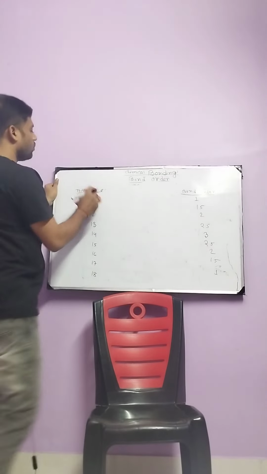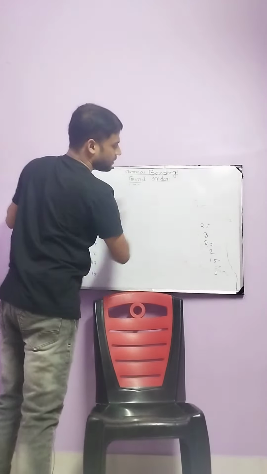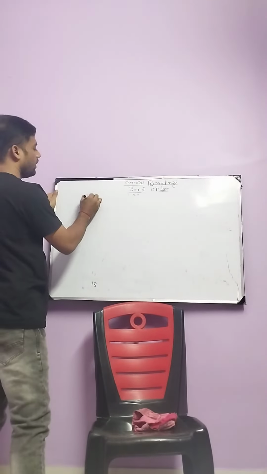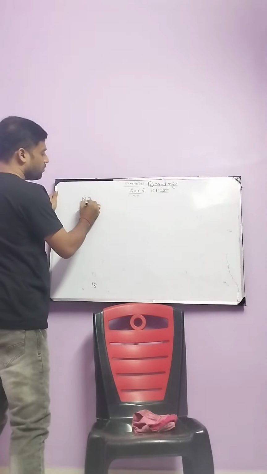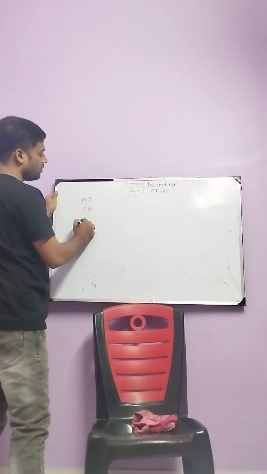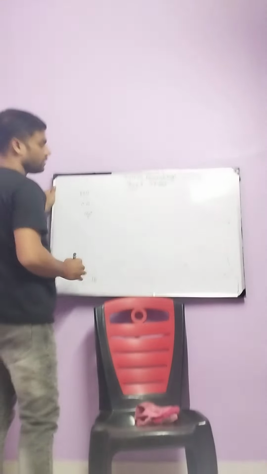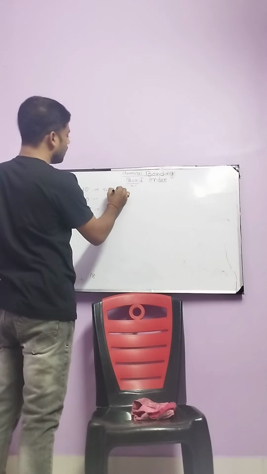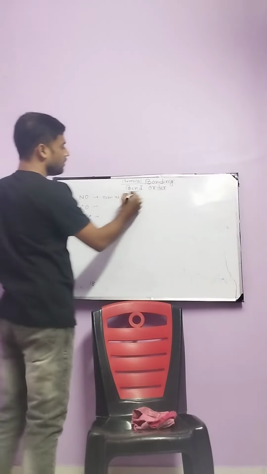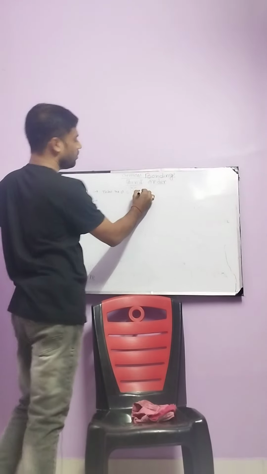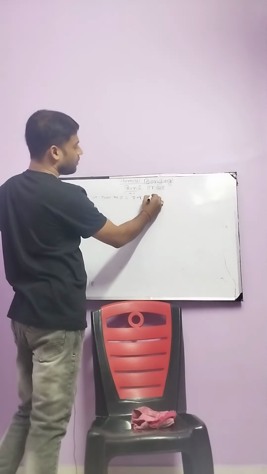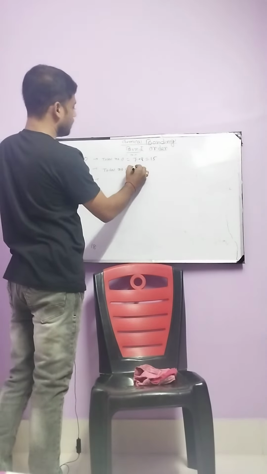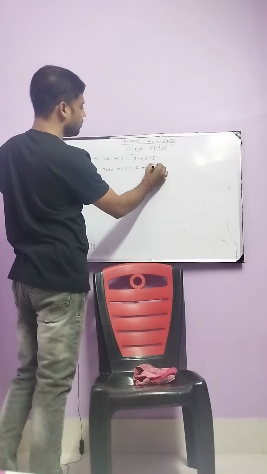As an example, suppose an MCQ for NEET: NO, CO, N2 plus. First count the total number of electrons. NO: nitrogen has 7 electrons, oxygen has 8, so the total number of electrons is 15. Carbon monoxide: carbon 6, oxygen 8, so 14.